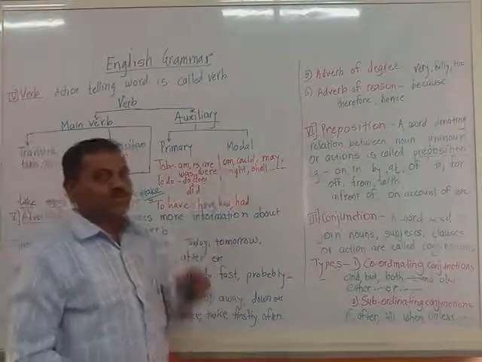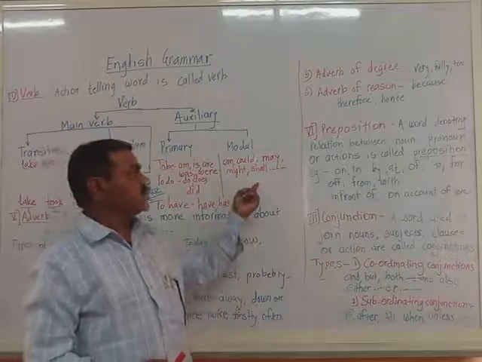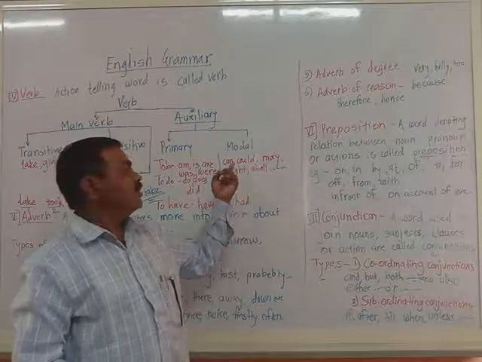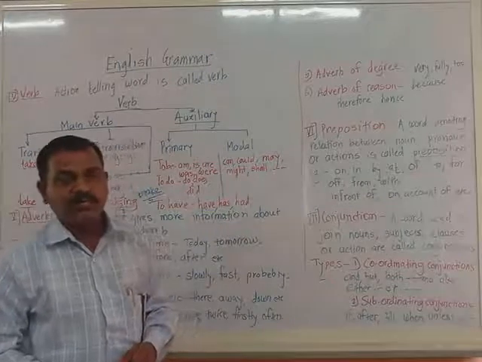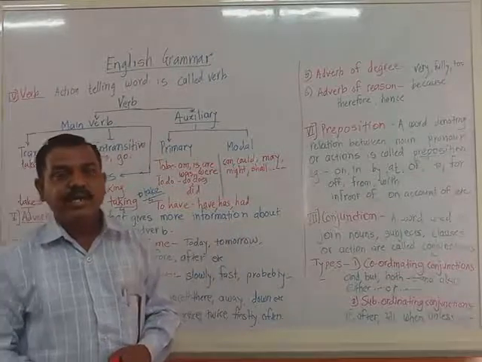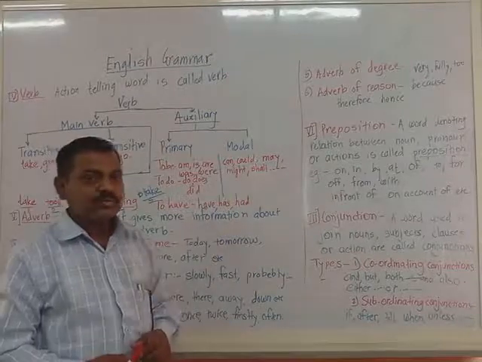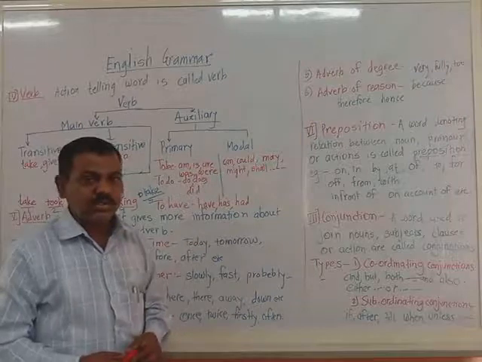And modal auxiliaries, you know very well, the long list, some list of the modal auxiliaries is given here. We can complete the list within 10 or 11 verbs. That is can, could, may, might, shall, should, will, would, ought to, need, and dare. These are the examples of modal auxiliaries. So why this is the difference is there primary and modal auxiliaries.